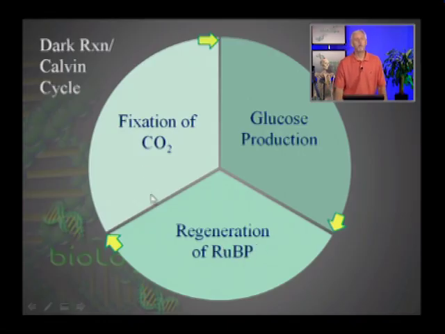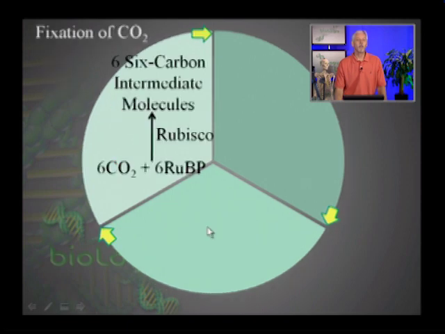Now, keep in mind that when we talk about a cycle, we need to start and end with the same materials. And what we're going to start and end with are ribulose bisphosphates. So let's start with the fixation of carbon dioxide. Fixing carbon dioxide means that you're going to take a molecule and attach it to an already existing organic molecule. So keep in mind that carbon dioxide is an inorganic molecule. And the purpose of photosynthesis is to generate organic molecules from inorganic sources, carbon dioxide and water, into glucose.